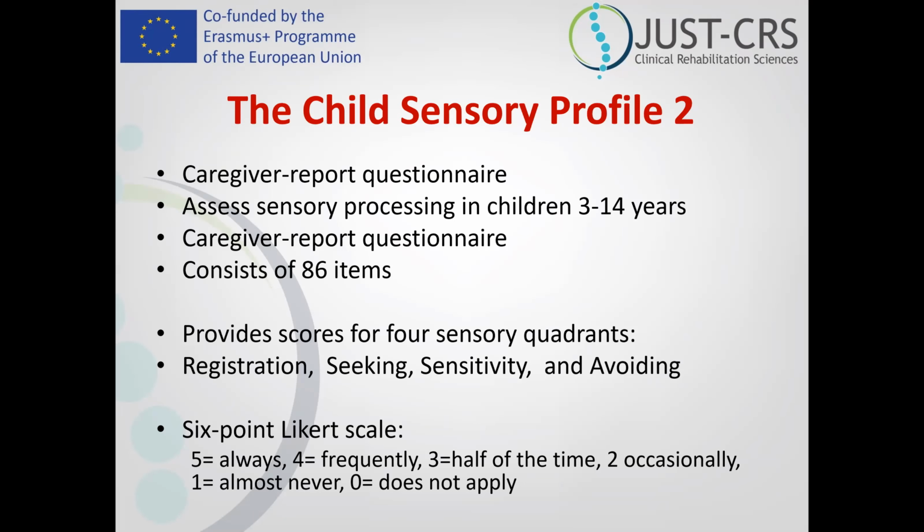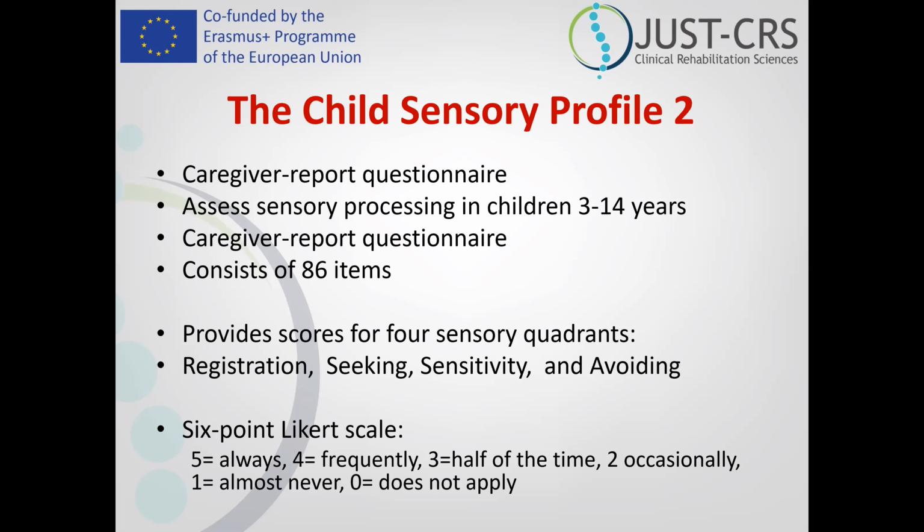It consists of 86 items. These items reflect different sensory experiences in all sensory systems. What I mean by sensory systems is visual, auditory, taste, oral, movement, body position. All these sensory systems are covered by the 86 items. And we can calculate scores for all 4 sensory quadrants: registration, seeking, sensitivity, and avoiding.